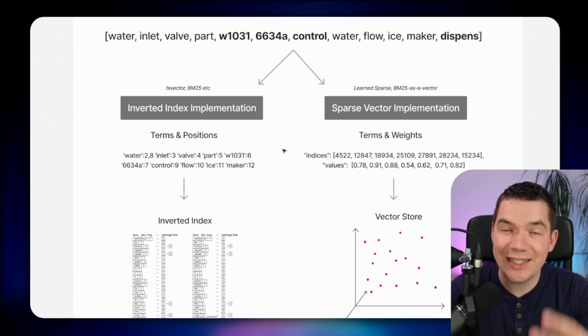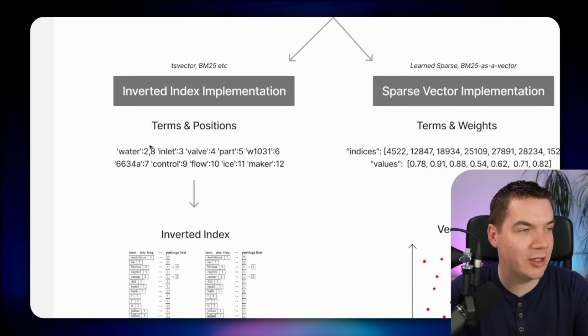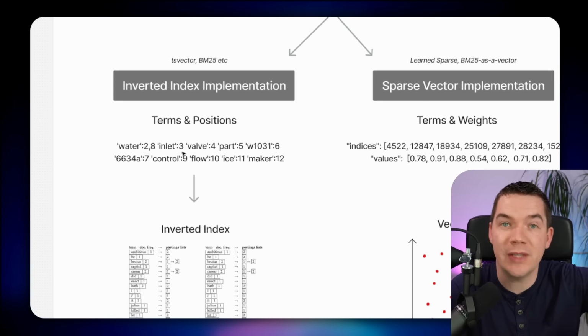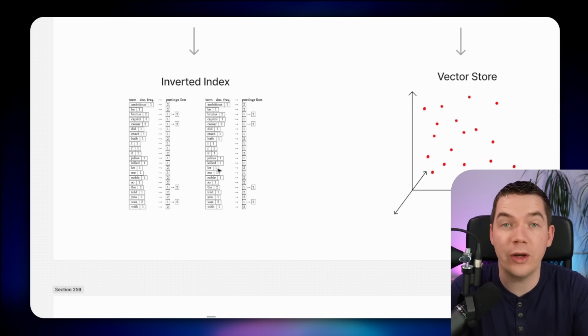And Supabase uses TS vector and TS rank. So that is an inverted index implementation. And as you saw, it's pulling out the terms and the positions of those terms in the chunk, and then all of that is saved into an inverted index for querying later on.